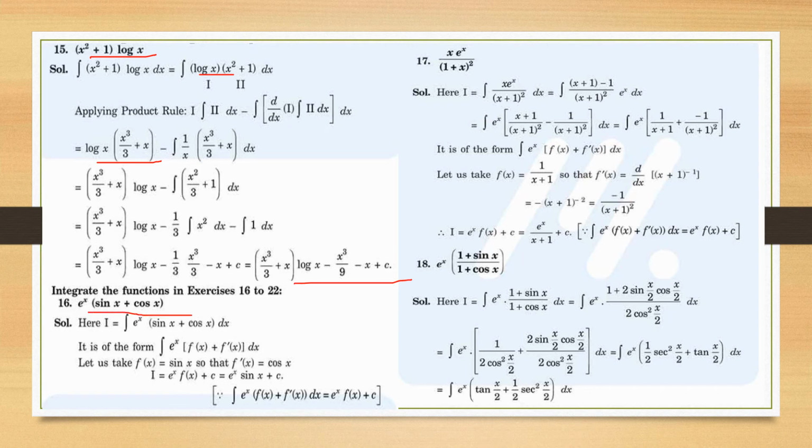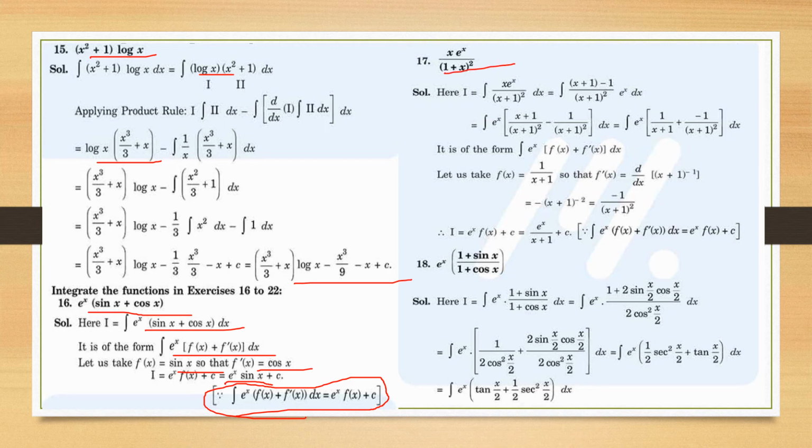Here it is e raised to power x sin x plus cos x. You can view that it is of this form, e raised to power x fx plus f dash x. So fx here is sin x, f dash x is cos x. So using this formula, please write the formula. If you are using it directly, then it is e raised to power x, fx means sin x plus c.